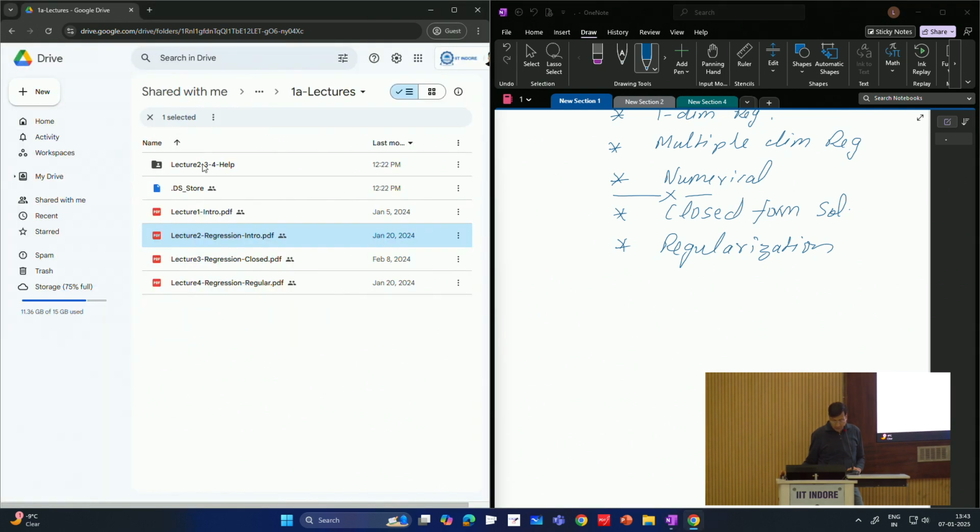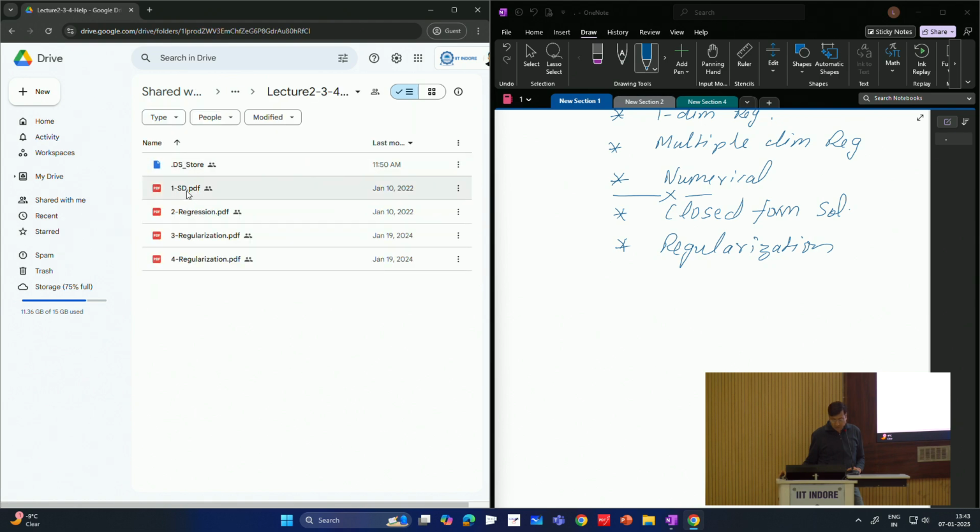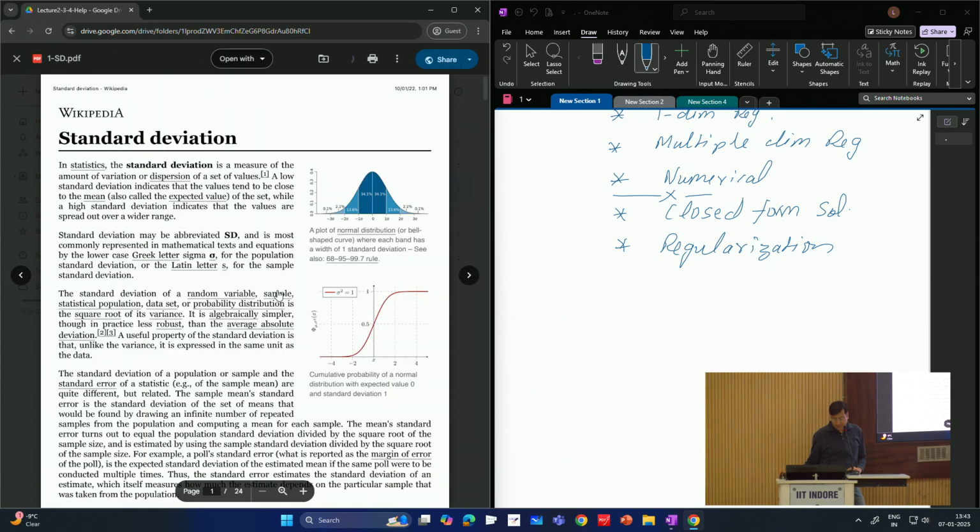But if you have not seen it, then we'll go back to something called standard deviation, which maybe you've seen even in your school days. So what is a standard deviation? This is from Wikipedia. Standard deviation is a measure of the variation or dispersion in a set of values. For one variable, it tells how much it is dispersed or away from the mean. A low standard deviation indicates the values tend to be close to the mean, while a high standard deviation indicates the values are spread out over a range.